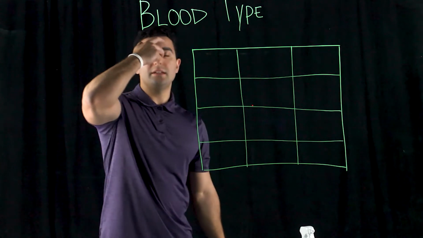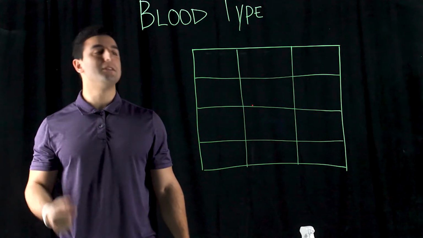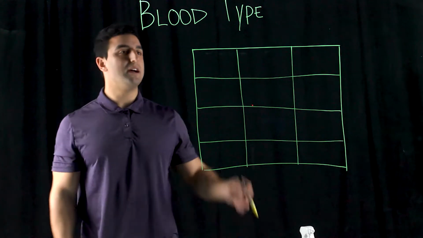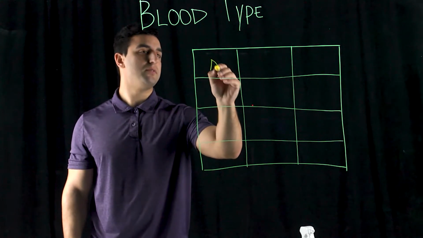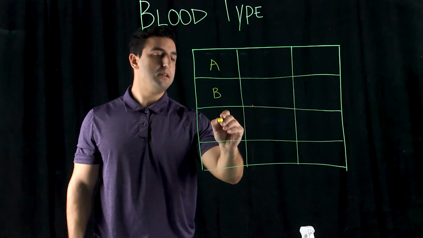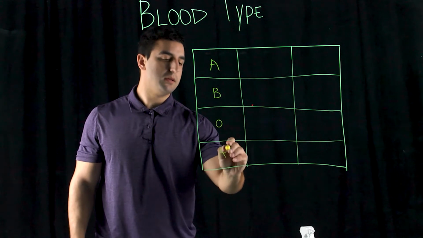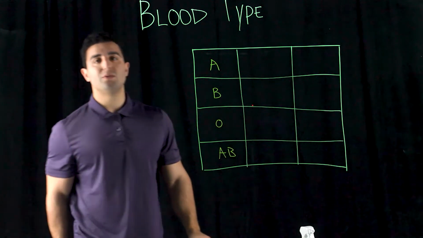So what types of blood types do we have? We've seen before that if we're looking at the ABO blood types, we have four different kinds. For now, we're going to talk about just the four here: A, B, O, and AB. And we're going to be referring to them by what is present and what is not present.